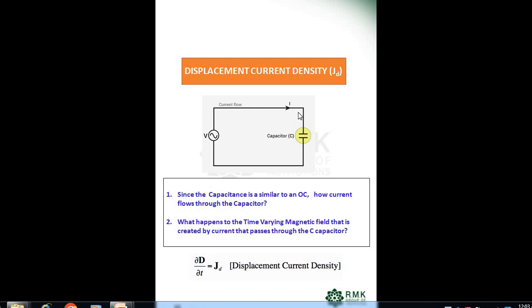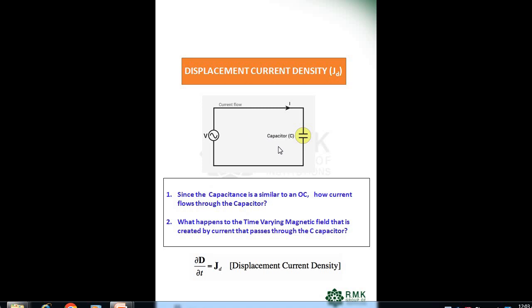It is displacement current. So from the upper plate to the lower plate, the charges are displaced. The current conduction takes place. Okay, the displacement current density is given as JD is equal to dou D divided by dou T. So what happens to the time varying magnetic field that is created by the current that passes through the capacitor? That is very well explained by this displacement current density. JD is equal to dou D divided by dou T, where D is electric flux density.